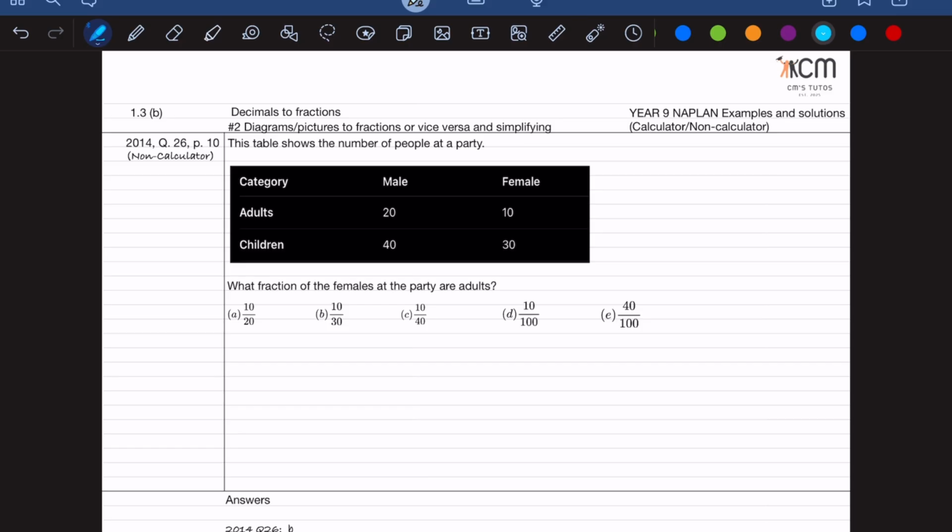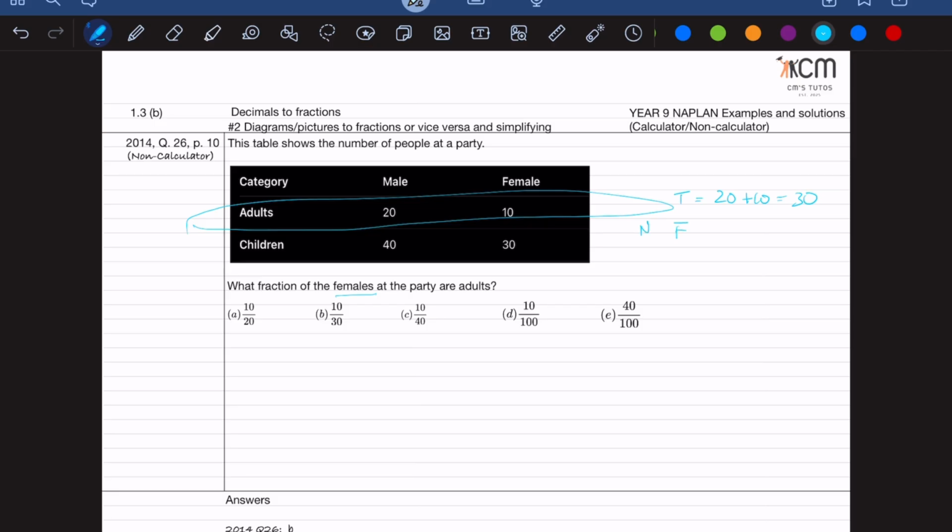The question's asking you what fraction of the females at the party are adults. So we need to focus just on the adults. It's asking the females. It's this part. First, you want to find the total number of both male and female. Total is equal to 20 plus 10 is 30. And it's asking you how much of 30 are females.